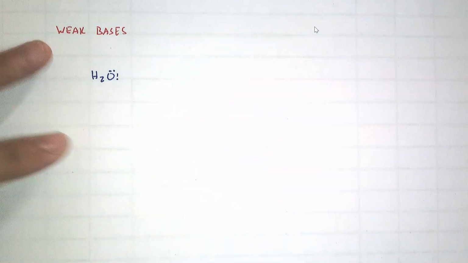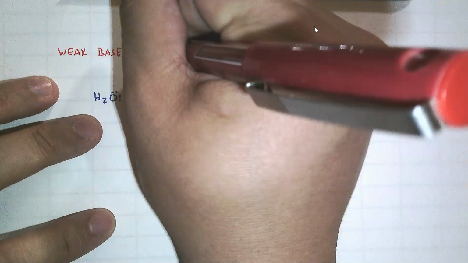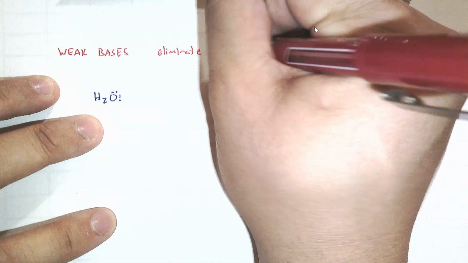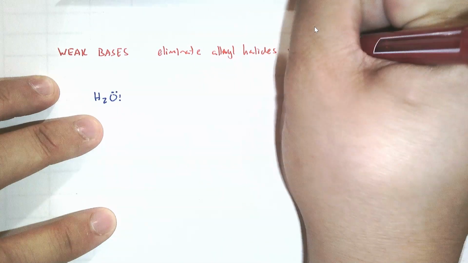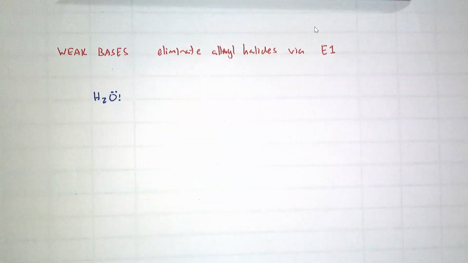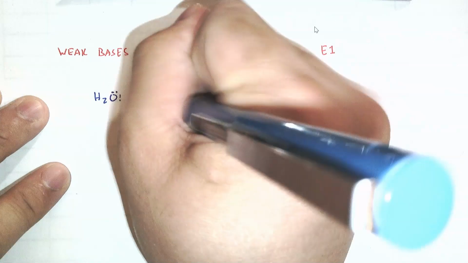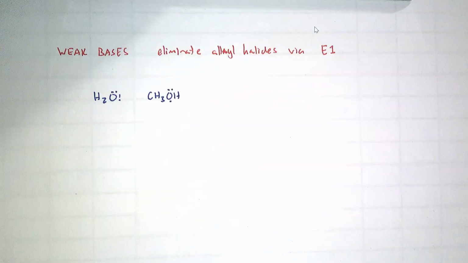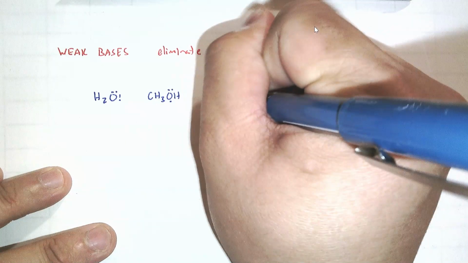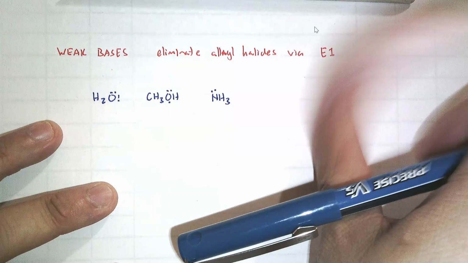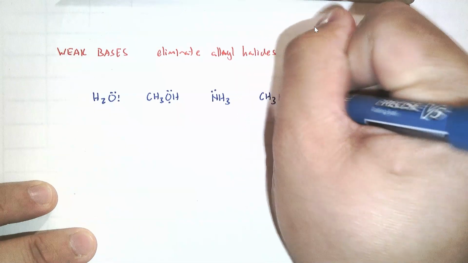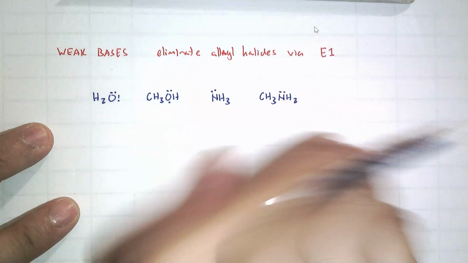Weak base, E1. So weak bases eliminate alkyl halides via E1. Because it's a weak base, it's going to hang out until a carbocation is formed. Water, any alcohol, methanol. You notice that these are neutral. Well, for a strong base, we had an NH2 minus. So by analogy, if we neutralize it, NH2 minus becomes NH3, neutral, that's a weak base. Or sometimes they'll have an R group, CH3NH2. That's a weak base. Those are typically the weak bases.